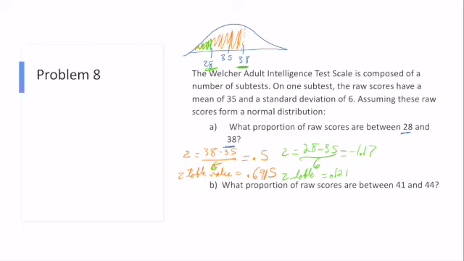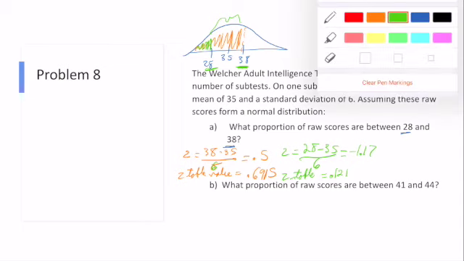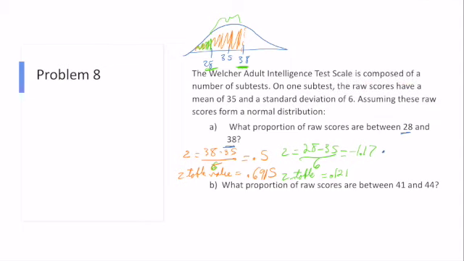So now in order to find the area in between 38 and 28, I'm going to want to take 0.6915 minus 0.121, and that'll give me 0.5705. So I can convert that to say that 57% of raw scores are between 28 and 38.